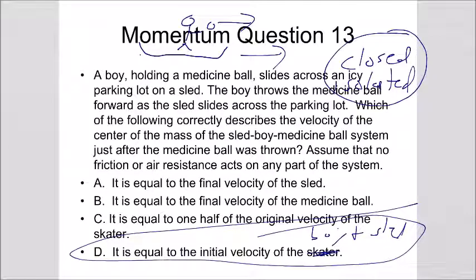The velocity of the center of mass after the interaction, in this case the throwing of the ball, is equal to the velocity of the center of mass at the beginning of the problem. And that's because momentum is conserved. The mass of the system doesn't change. That mass is just spread out further when the boy throws the ball.